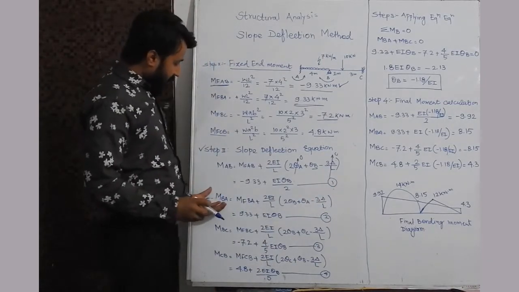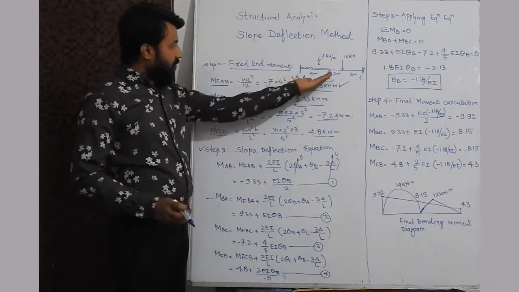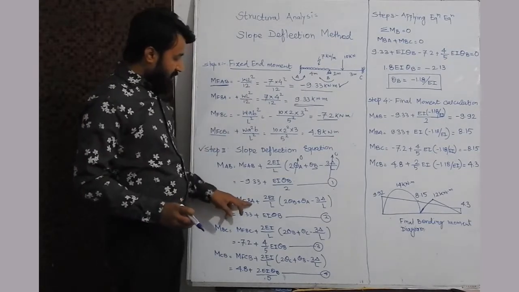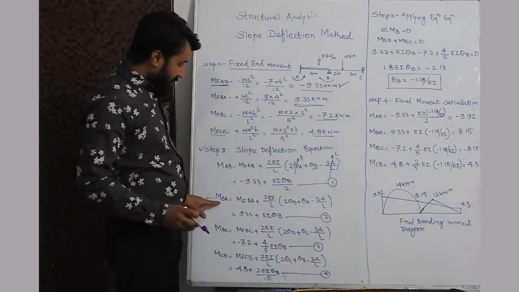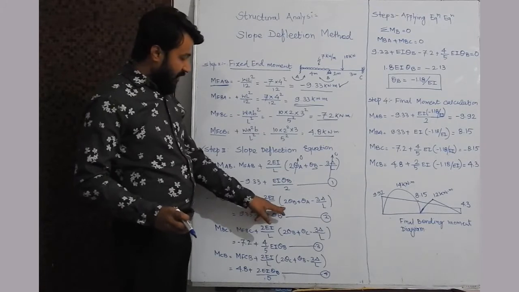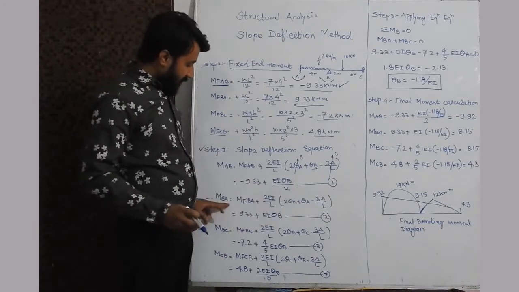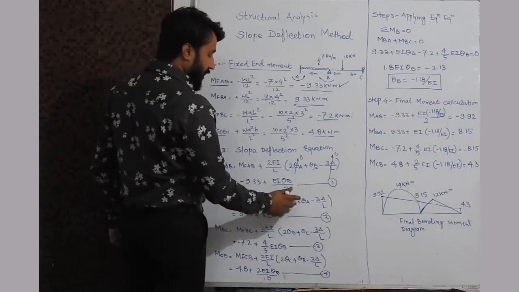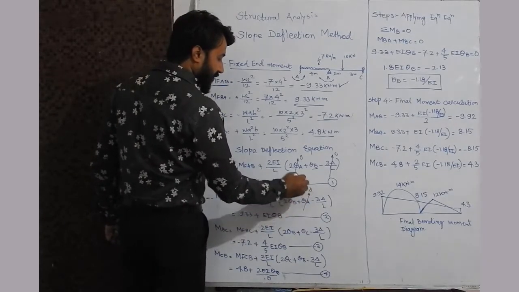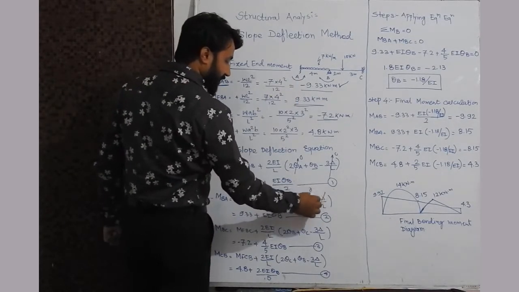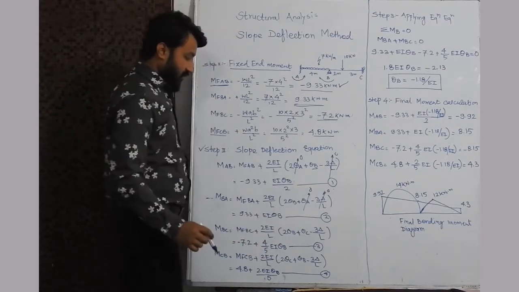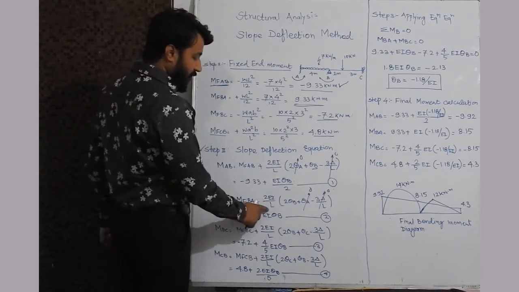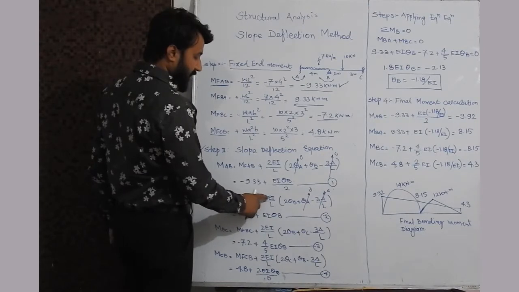Now we will talk on moment BA. In BA, MFBA plus 2EI by L. B is the near end, A is the far end. That's why there will be 2 theta B plus single theta A minus 3 del by L. Here in this case also theta A will be 0 as this is a fixed one, and the 3 del by L value will also be 0. So 2 into 2, 4 by 4. So this will be 1 EI theta B.